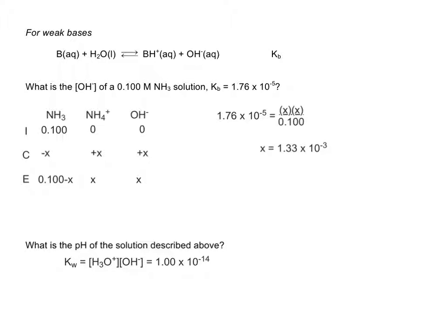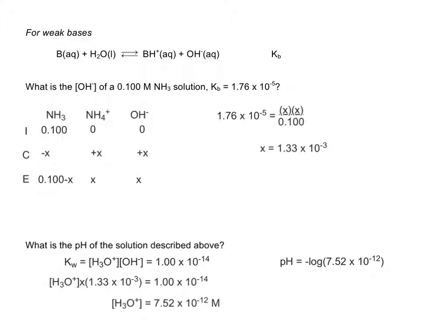Okay, so if we plug in our OH minus concentration here and solve for H3O plus, we get H3O plus is equal to 7.52 times 10 to the minus 12th molar. And if we take the negative log of that, we get the pH equals minus log of 7.52 times 10 to the minus 12th, and that comes out to 11.124 for our pH.